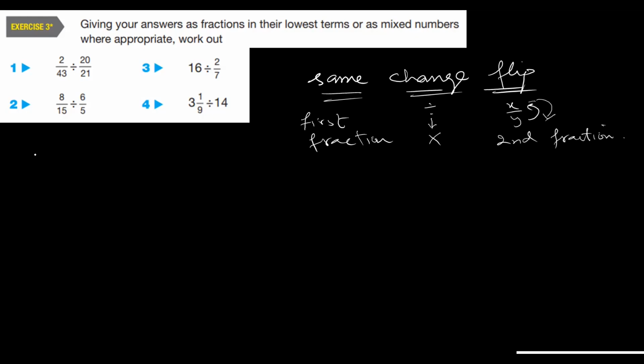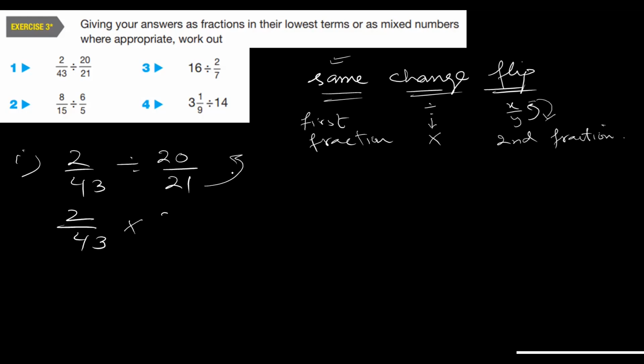Question 1. 2 over 43 divided by 20 upon 21. Now the first fraction will remain the same. So 2 upon 43, we do not change it. But division will convert into multiplication and 21 will go up and 20 will come down.